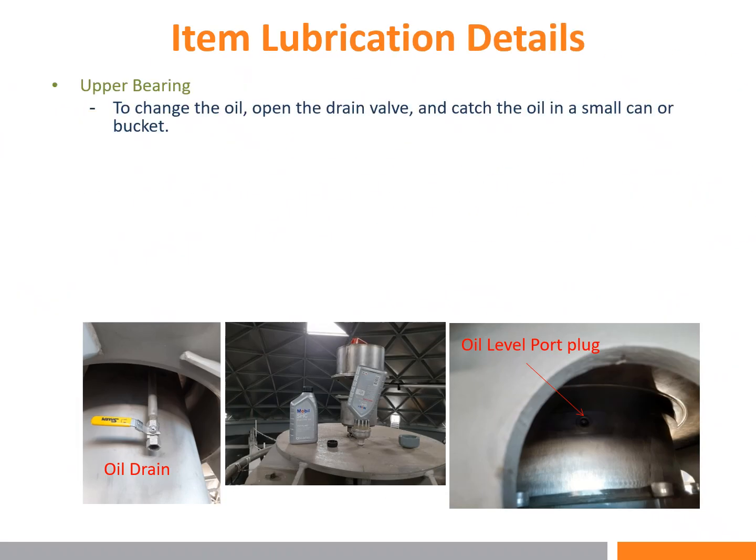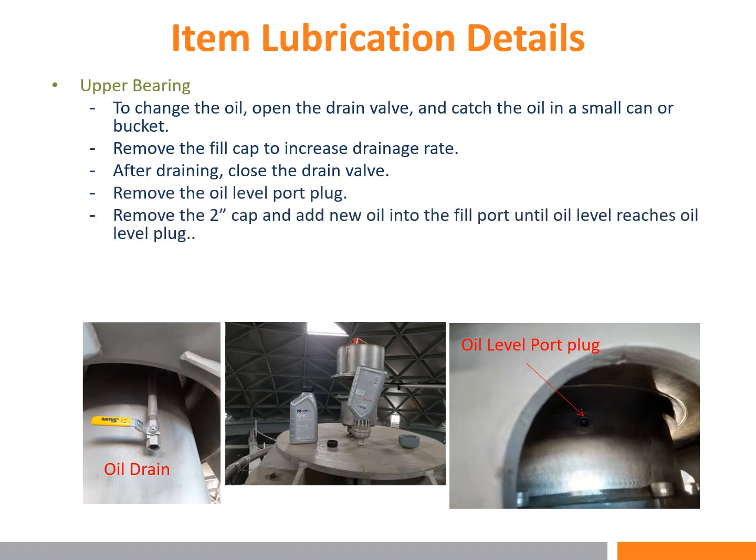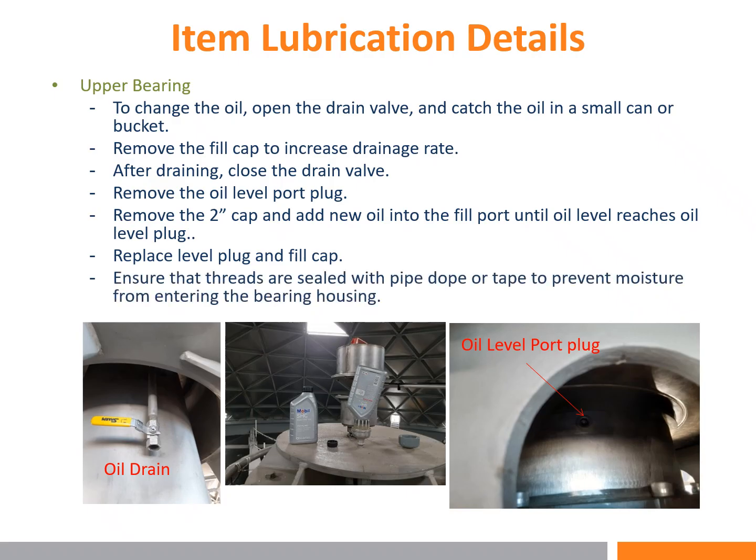Upper bearing. To change the oil, open the drain valve and catch the oil in a small can or bucket. Remove the fill cap to increase the drainage rate. After draining, close the drain valve. Remove the oil level port plug. Remove the 2-inch cap and add new oil into the fill port until oil reaches the oil level plug. Replace the level plug and fill cap. Ensure that the threads are sealed with pipe dope or tape to prevent moisture from entering the bearing housing.